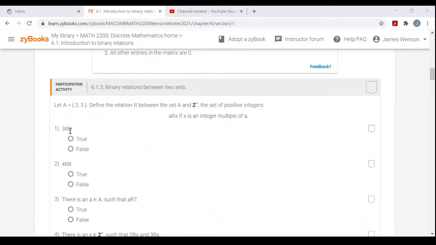So is 3 related to 8? Nope. Right? 8 is not a multiple of 3. So that's a false statement. Right? 4 related to 8? No.